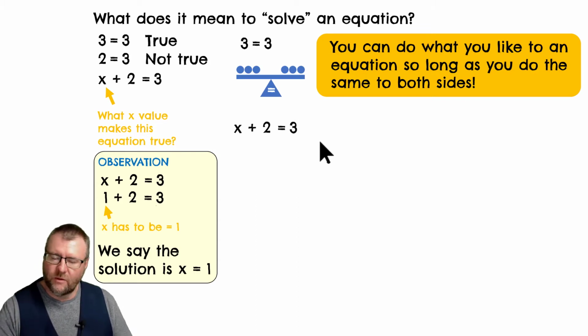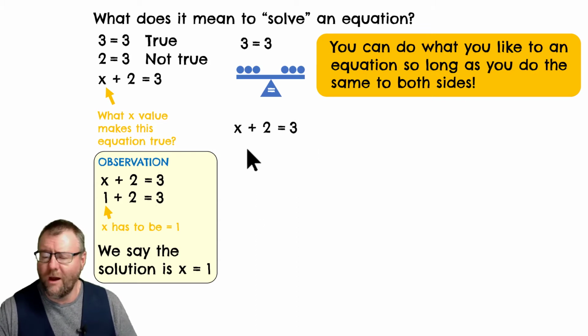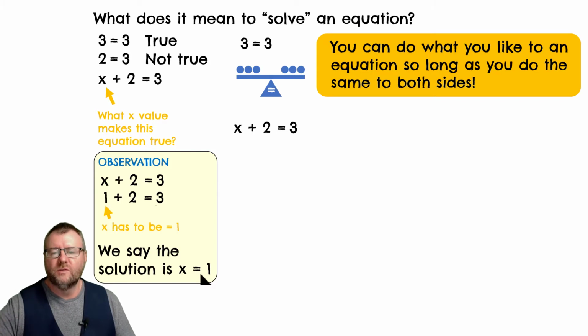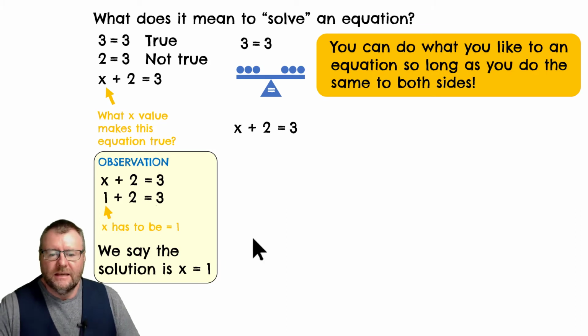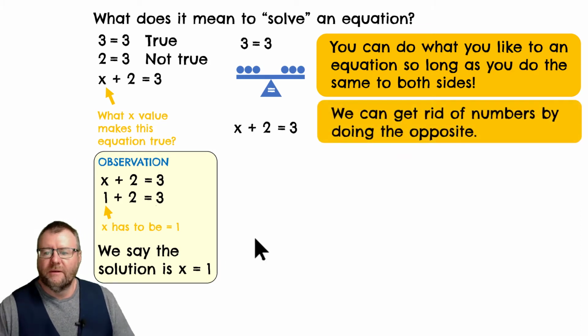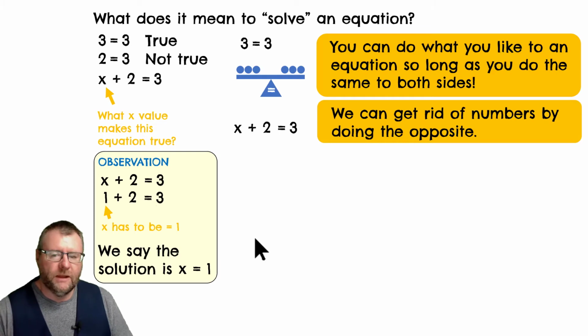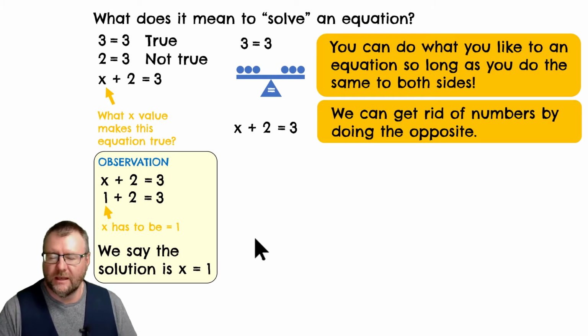Here's our equation from the previous question. We know that the answer is going to be x equals 1, because we already answered that back down here. But let's go through and use this idea of balance and doing things to each side to keep it in balance. The next important thing I want to get your head around is that to get rid of numbers, we do the opposite. Let me give you an example.